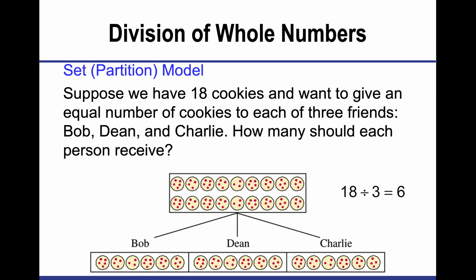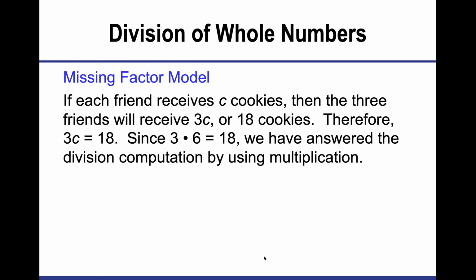So they could cross out a cookie every time they draw it into the new group of 3. In the missing factor model, you really have to have students that are very strong in multiplication facts. So if we teach them that if I want to divide 18 cookies into 3 groups, 3 times what is 18? Well, we know 3 times 6 is 18. So if I take 18 cookies and divide it into 3 groups, my answer is 6.